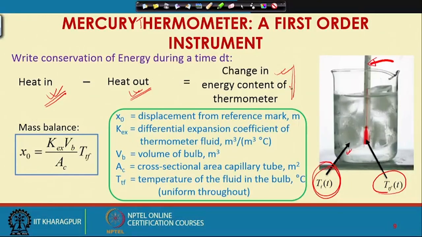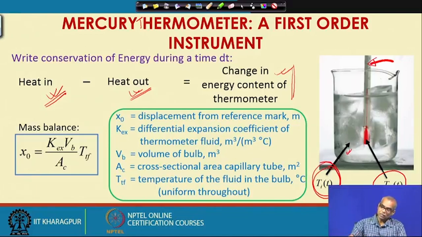Then there is one important assumption which we make, that all the capacity to store thermal energy resides in the bulb and all the resistance to flow this thermal energy also resides here. So, I am doing lumping of capacitance and resistance. So, this is known as lumping of parameter. I do not consider that this capacitance and resistance varies in space.